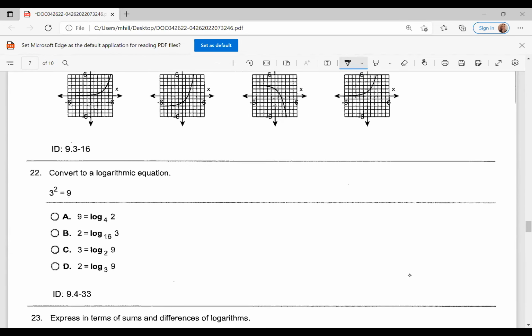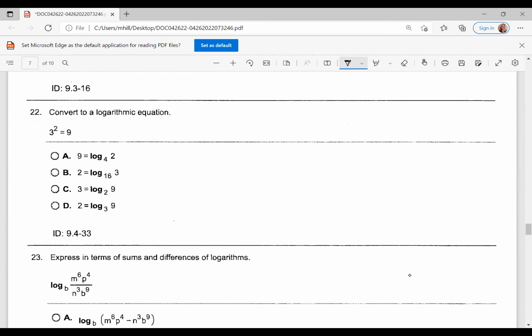Okay, here we go with the logarithm problems. Number 22 says convert this to a logarithm. Remember that if you've got this written with the exponent first, all you have to do is start with log base 3. Then you skip over the 2, go to the 9, and come back to your 2 is equal to 2. So the log base 3 of 9 is equal to 2. On number 22, that's going to be D. It's backwards, but it's the same thing.